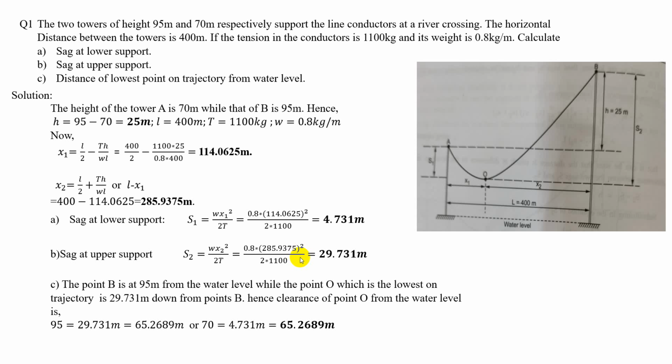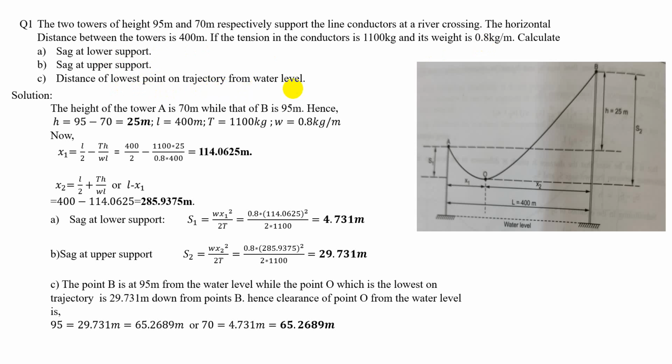The two towers, of heights 95 meters and 70 meters respectively, support the line conductor at a river crossing. The horizontal distance between the towers is 400 meters, while the tension in the conductor is 1100 kg and its weight is around 0.8 kg per meter. We need to calculate the sag at the lower support, the sag at the upper support, and the distance of the point of contact on the trajectory from the water level.